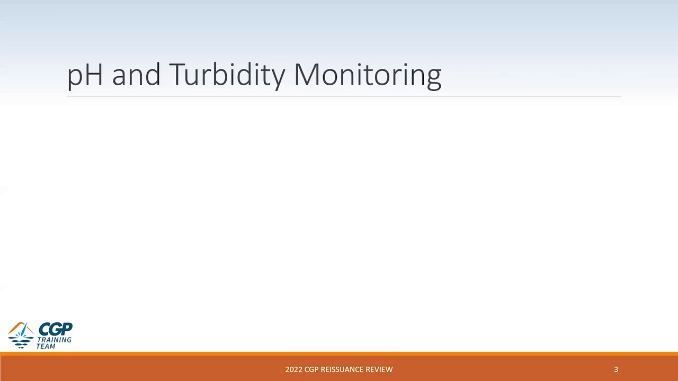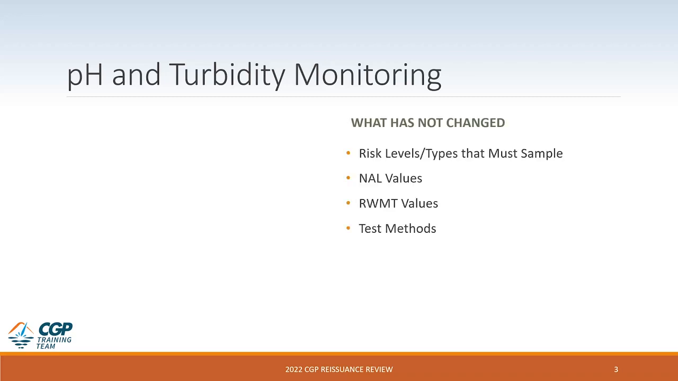Beginning with the 2009 Construction General Permit, pH and turbidity effluent monitoring has been required. These effluent monitoring requirements will continue in the 2022 Construction General Permit. Some aspects of the monitoring have changed, while others have not. First off, what hasn't changed? There have been no changes to the projects that must sample. Risk level 2 and 3 projects and LUP type 2 and 3 projects need to conduct stormwater effluent monitoring. The NAL values are remaining the same. The receiving water monitoring triggers are remaining the same, and the test methods are not changing.